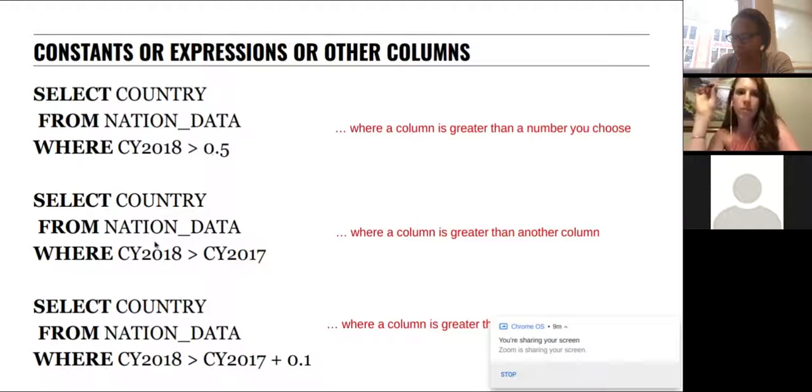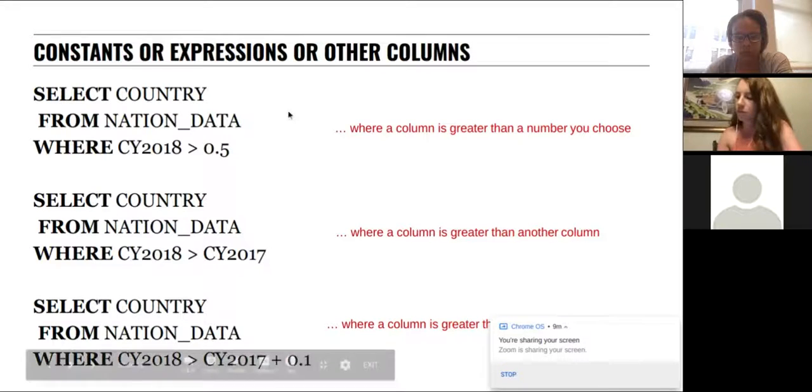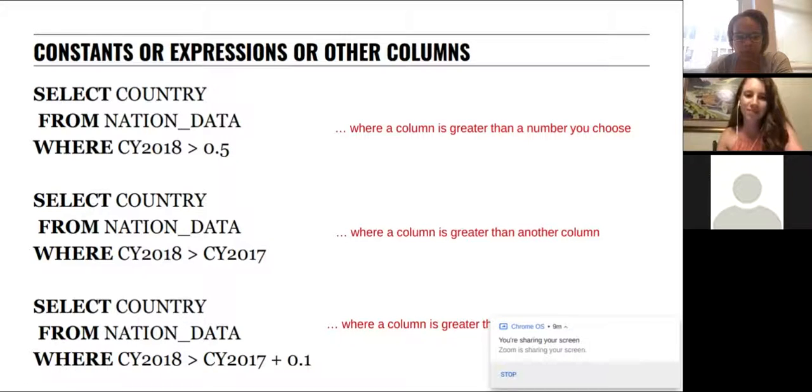You can also compare one column with another. So you could compare the 2018 tax rate against the 2017 tax rate. And it doesn't even have to just be a column. It can be any kind of arithmetic operation. So looking at this last stanza here, which just got hidden by Google Sheets again, 2018 greater than 2017 plus 0.1. So any kind of expression can be done here as well.